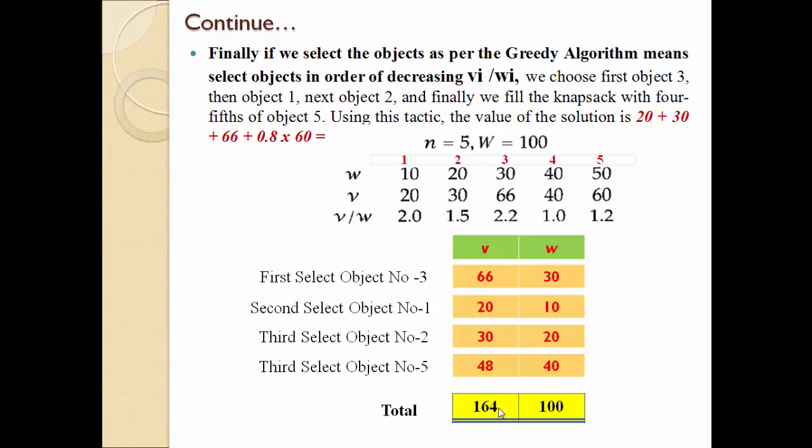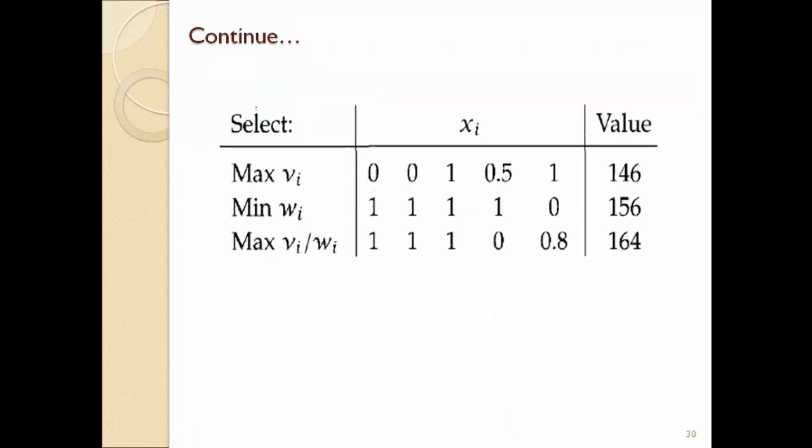Right, so we discussed 3 different options. In our first option, we fill the knapsack by decreasing order of value, and we are getting the answer 146. In the second option, we are selecting the object with minimum weight, and we are getting the answer 156. And in the last, that is our greedy method, we are selecting objects in decreasing order of Vi divided by Wi, and we are getting the answer 164.